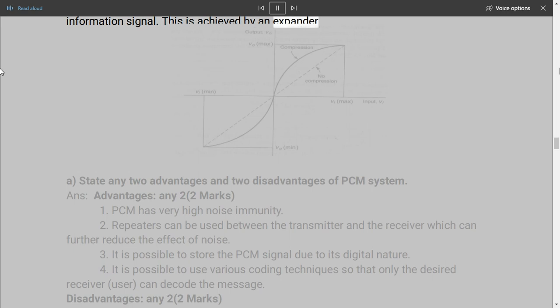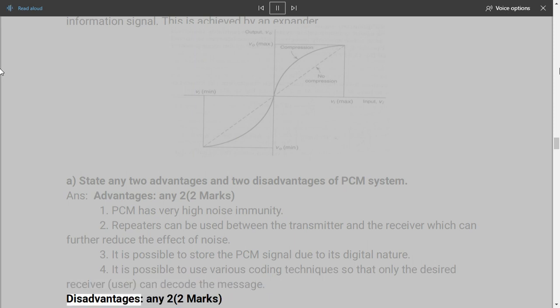A. State any 2 advantages and 2 disadvantages of PCM system. Answer: advantages, any 2, 1 mark each. 1. PCM has very high noise immunity. 2. Repeaters can be used between the transmitter and the receiver, which can further reduce the effect of noise. 3. It is possible to store the PCM signal due to its digital nature. 4. It is possible to use various coding techniques so that only the desired receiver can decode the message.